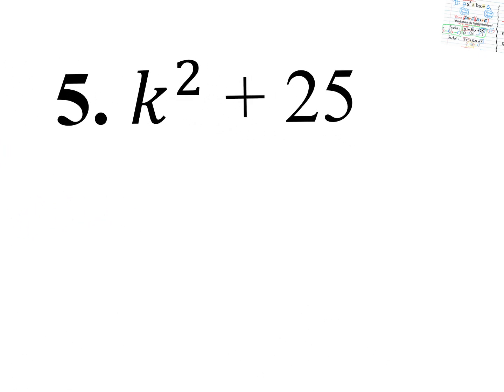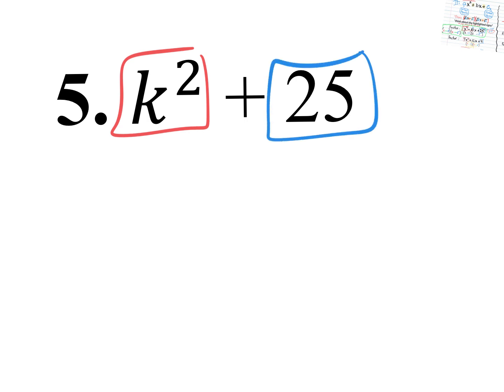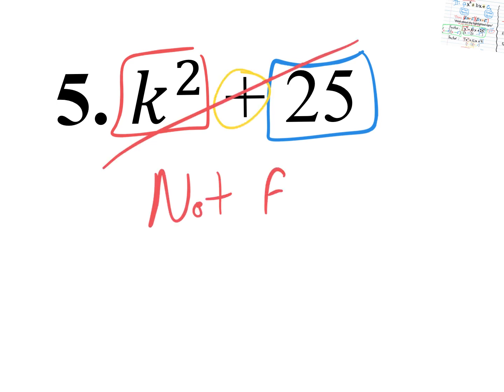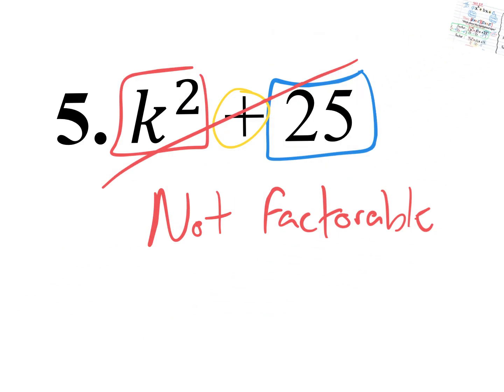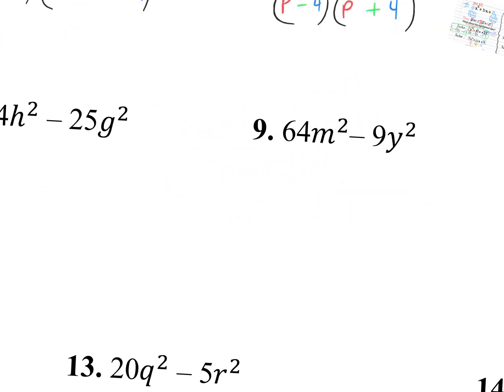Right here, you're thinking, oh, these are perfect square terms. I could square root this, I could square root that. But the reality is you can't use this shortcut method. Why not? Because that's a plus sign. So right off the bat, not factorable. Okay, let's remember this. The notes remind us that it has to be a minus sign. It must be a difference of two squares. Difference means minus. It has to be minus. If it's plus, it's simply not factorable. Okay, so moving on to number 6.